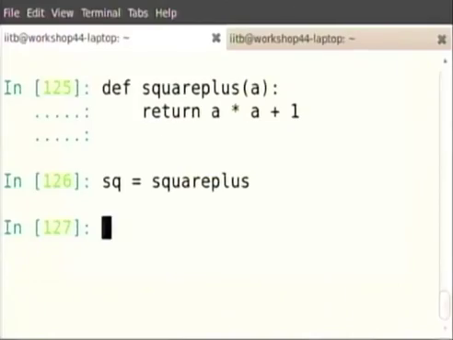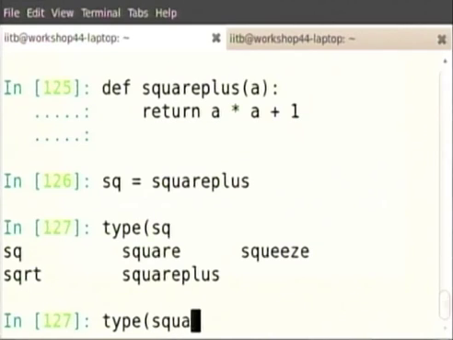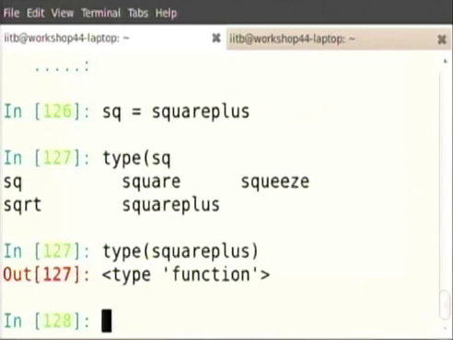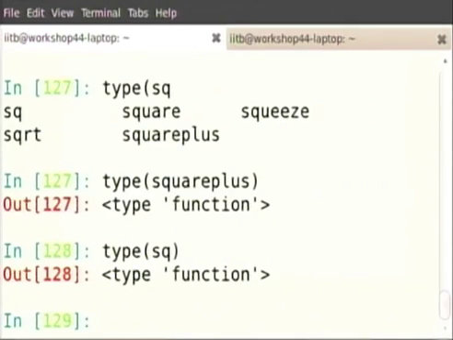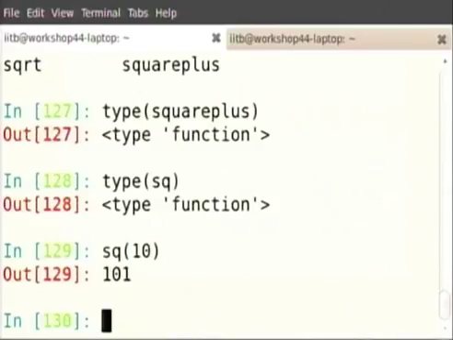Please note there is no noise, no shouting from the interpreter. In other words, it's a function, and so is this. So, what does SQ do? Simple, it does the same thing as square plus, it is in fact just another name for square plus.